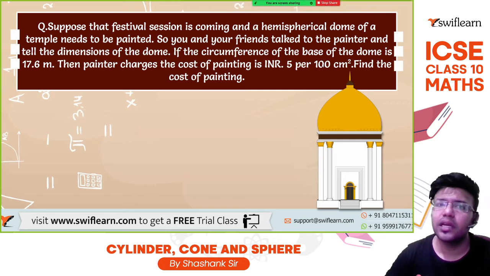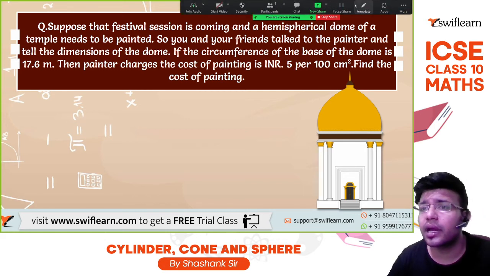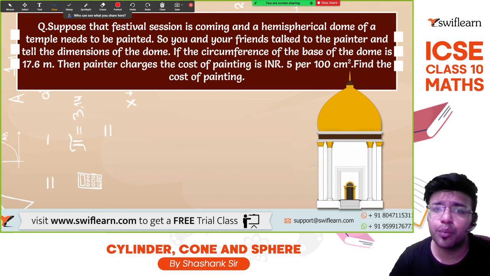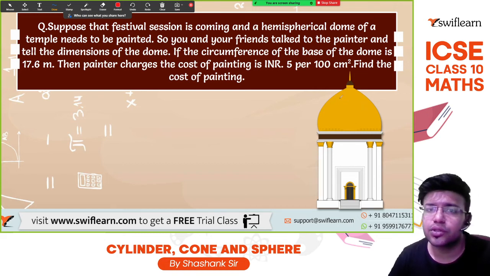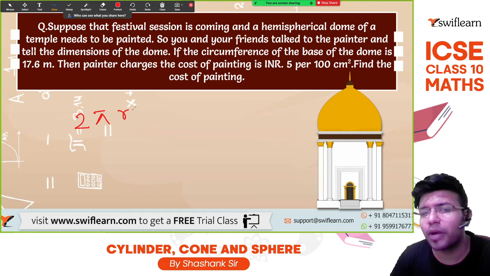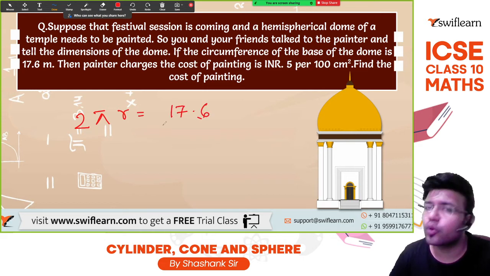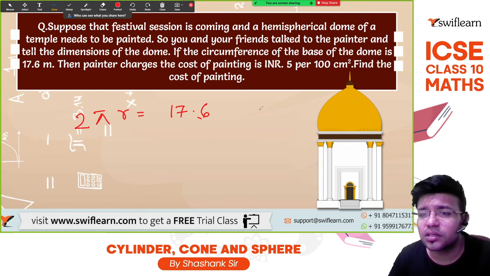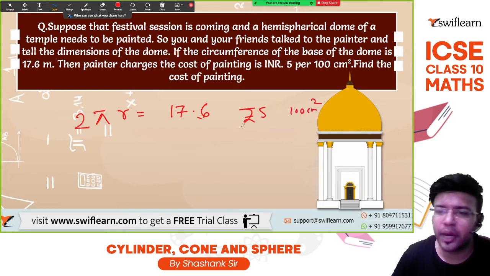Let's do a case study. Suppose that the festival season is coming and the hemispherical dome of a temple needs to be painted. You and your friends talk to the painter and tell the dimensions of the dome. If the circumference of the base of the dome, which is given by 2 pi r, is equal to 17.6, then the painter charges 5 rupees per 100 square centimeter. Find the cost of painting.